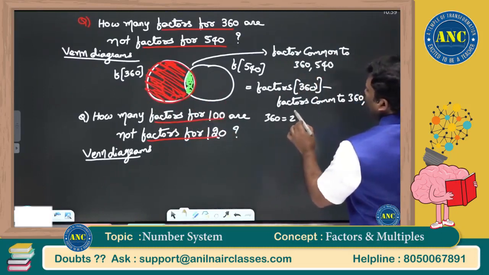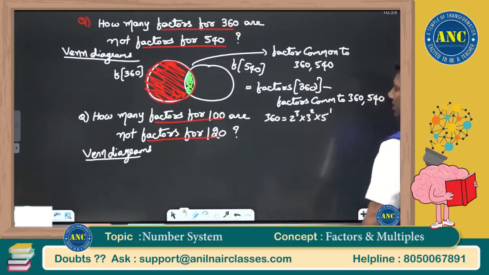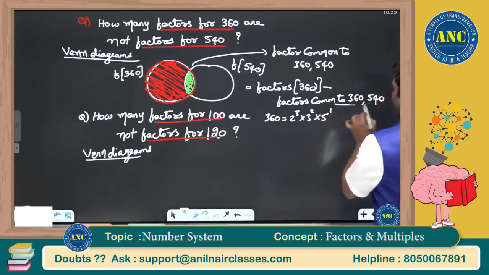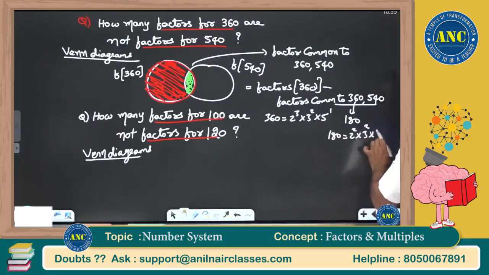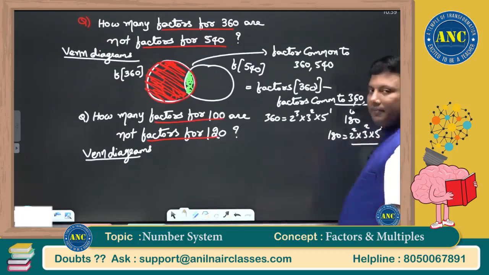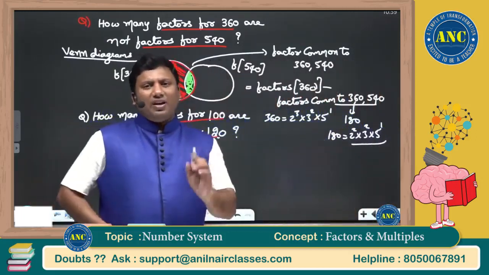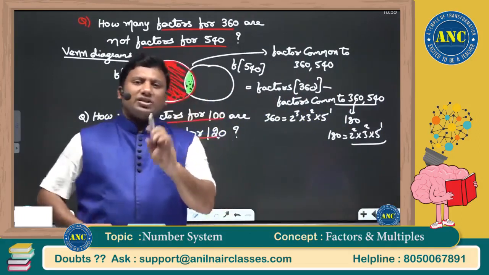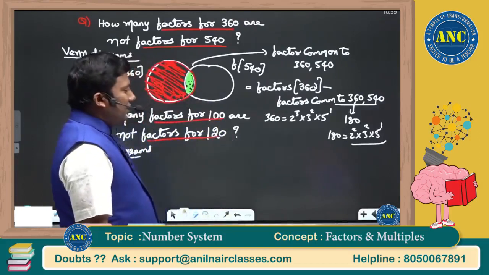360 is 8 9s are 72, 72 5s are 360. Factors common to 360 and 540 is 180. 180 is 36 into 5, which is 2 square into 3 square into 5. I hope it is clear. Just now we did it. 360, 540: 180 into 2, 180 into 3. 2 and 3 are co-prime to each other. 180.